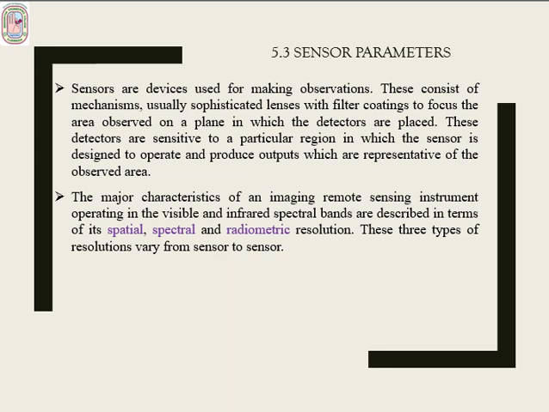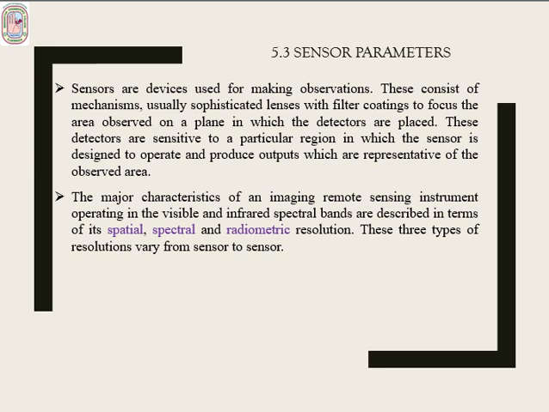Sensors are devices used for making observations. These consist of mechanisms, usually sophisticated lenses with filter coatings, for example band pass filters, low pass filters, or high pass filters. These types of filter coatings are placed on the lens to focus on the area observed onto a plane in which the detectors are placed. These detectors are sensitive to a particular region in which the sensor is designed to operate and produce outputs which are representative of the observed area.